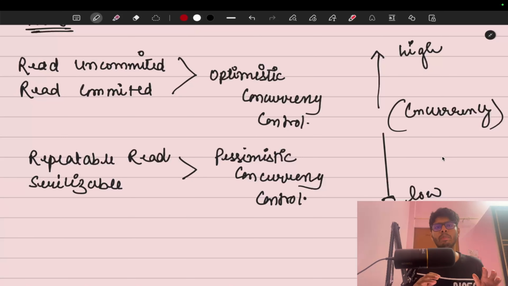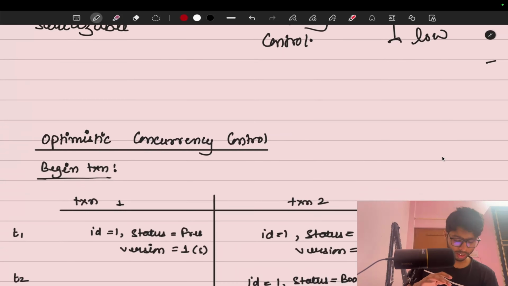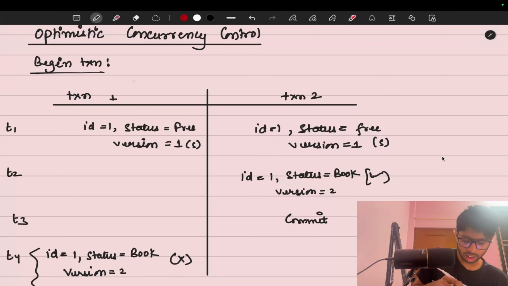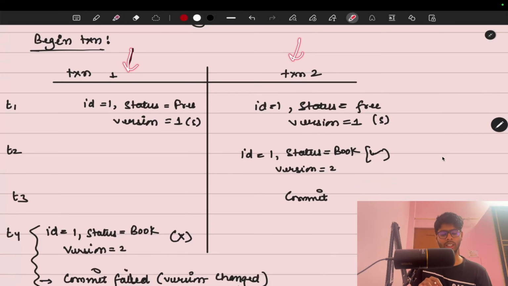Now let's see some examples of optimistic concurrency control and pessimistic concurrency control. I drew one small diagram for you. Here I am saying that there are two transactions, transaction T1 and transaction T2, happening at the same time.